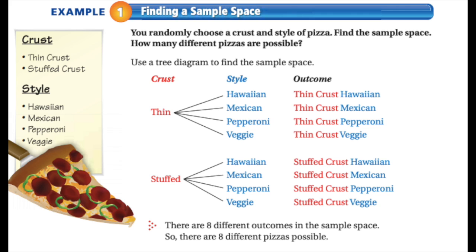So you can have thin Hawaiian, thin Mexican, thin pepperoni, thin veggie, and so on. And then you do the same thing with stuffed, making sure that everything is accounted for. Then off to the side, you can see all of the possible outcomes, which is that sample space. And then your final answer is there are 8 different outcomes in the sample space. So we know that there's 8 different pizzas that we could order. It's pretty straightforward, but it is actually identifying what each of the options are.